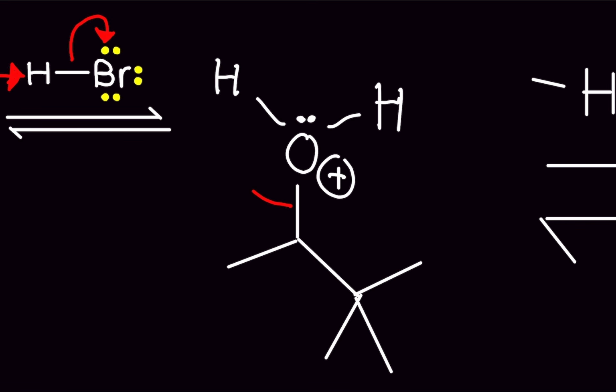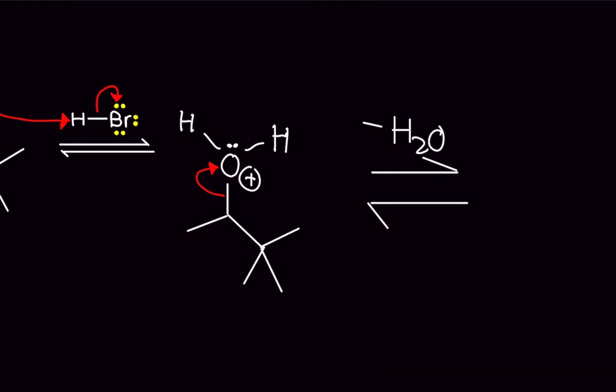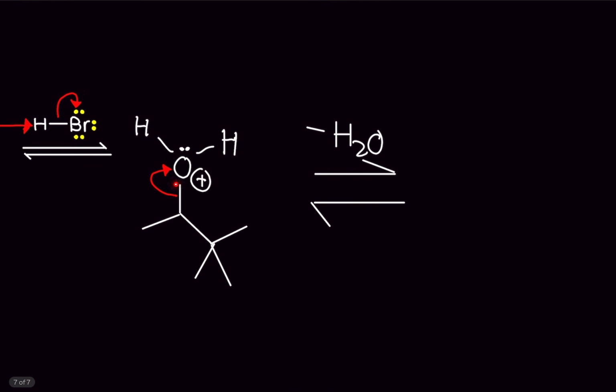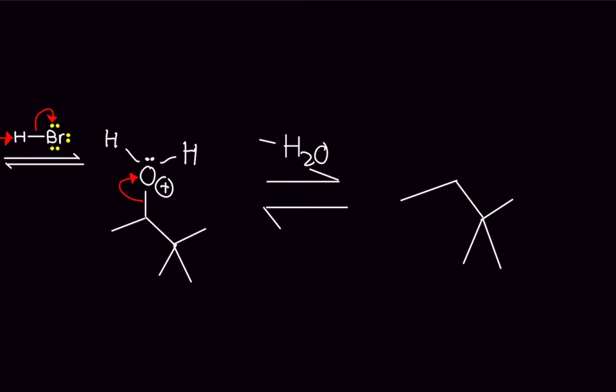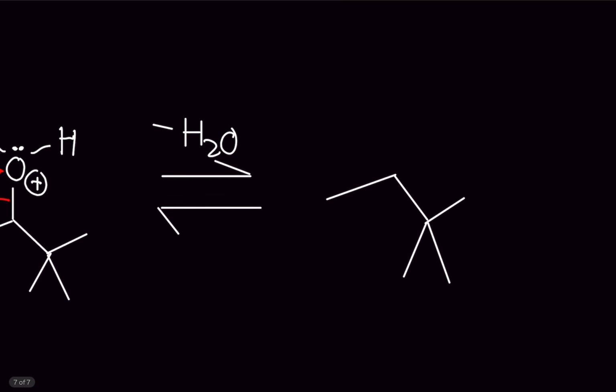So this bond will dissociate like this. The electrons will now go to the oxygen and create H2O. So this will just leave, and now we're left with this. And then there is a positive charge here.